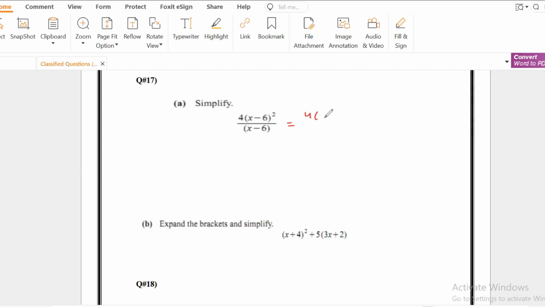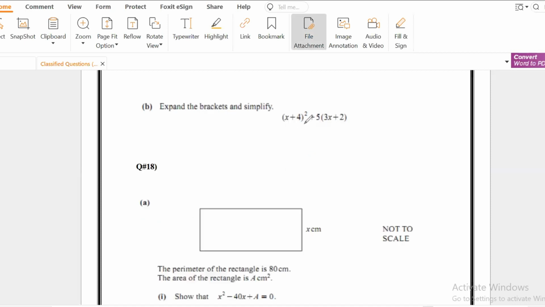So here we can write 4 bracket open x minus 6 squared, because it's a perfect square, over x minus 6. So cancel x minus 6 with x minus 6. We have 4 bracket open x minus 6. Next, expand the bracket and simplify.